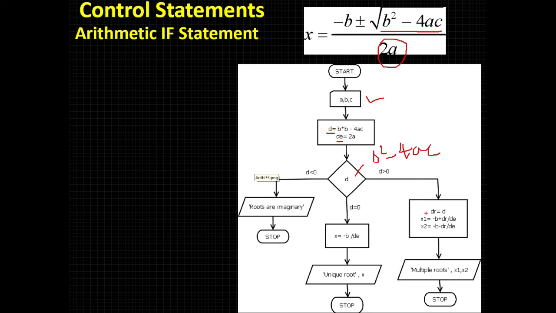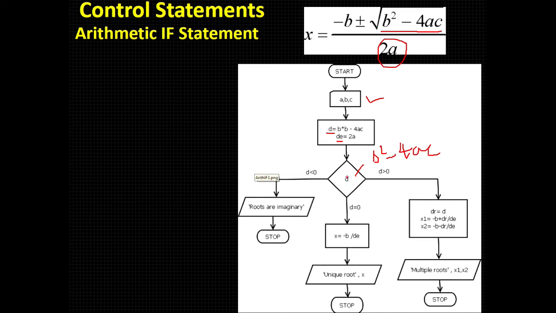Okay, so now we will calculate here dr is equal to d, right? Now x1, the first variable, is equal to minus b plus dr upon de. Now dr means b square minus 4ac and de means 2a, right? And this minus b is with us, therefore minus b plus dr upon de and minus b minus dr upon de, first time plus and second time minus. So we will get two variables, x1 and x2.